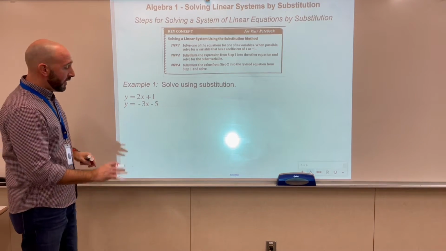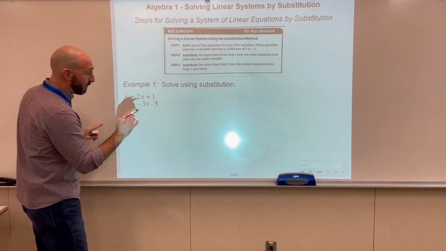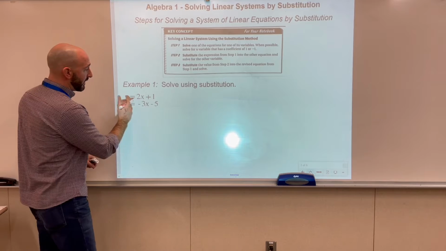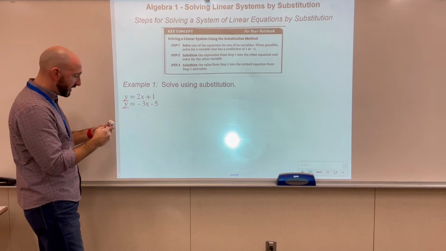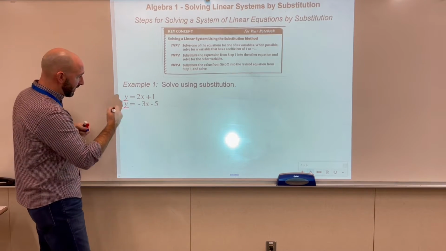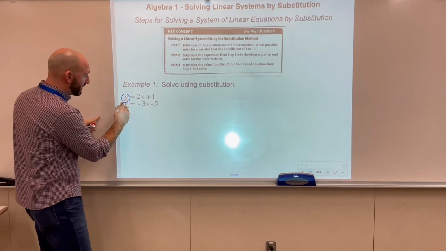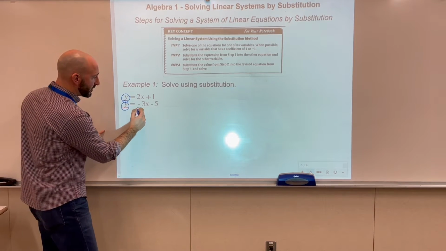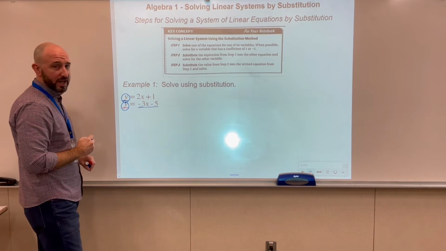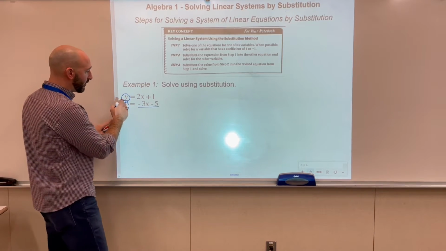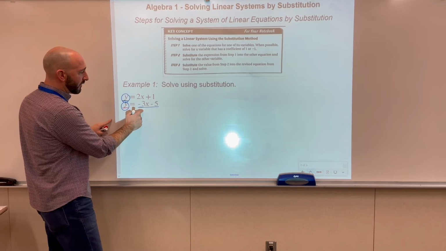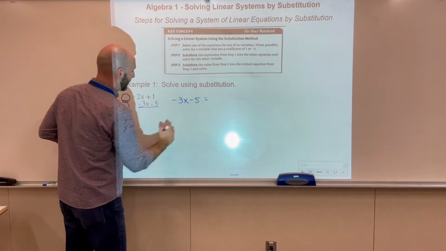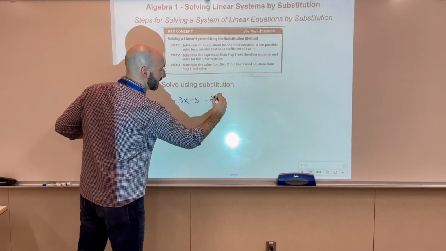So what you should notice here is that both of these equations are solved for y in terms of x. Since these things are equivalent to each other, I'm going to replace y in the first equation with -3x minus 5. So let's go ahead and do that. Let's replace this y with -3x minus 5. So -3x minus 5 is going to equal 2x plus 1.